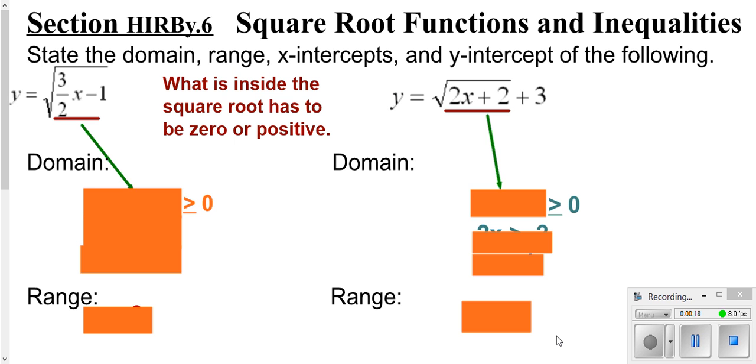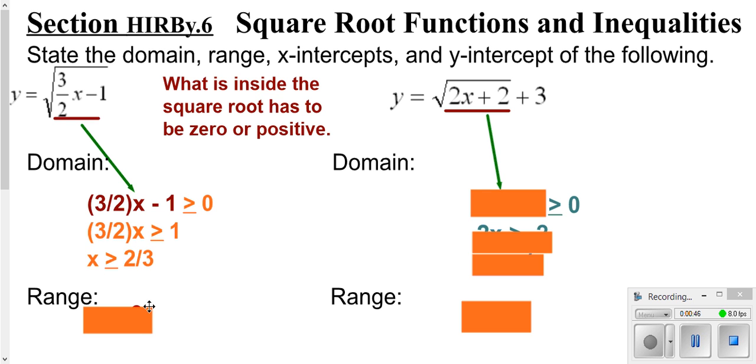Now, remember, when you're dealing with a square root, what's on the inside can't be negative. So what's on the inside has to be greater than or equal to 0. So I'm going to take what's on the inside, which is 3/2 x minus 1, and it has to be greater than or equal to 0, because I can't take the square root of a negative. If I solve this, it's going to tell me my domain. So I'll go ahead and add 1, and then multiply both sides by 2/3. So my domain is x is greater than or equal to 2/3.